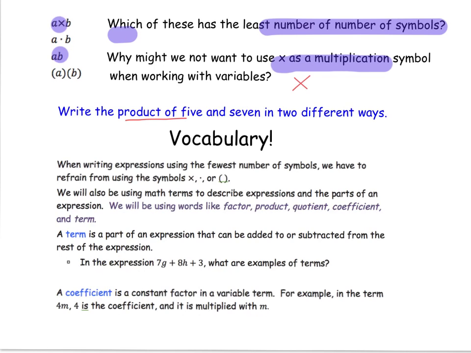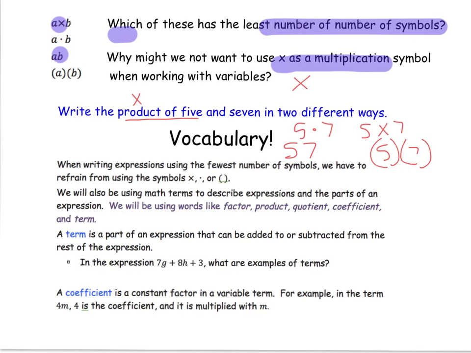All right, write the product. Product, remember, means multiplication of 5 and 7 in two different ways. So I'm going to write some down. 5 times 7 like that. Since there are no variables, I can use 5 times 7. We can use parentheses. What about this one?